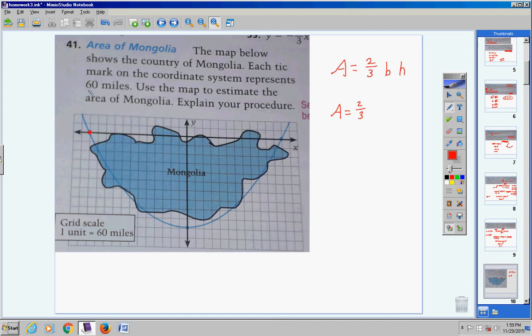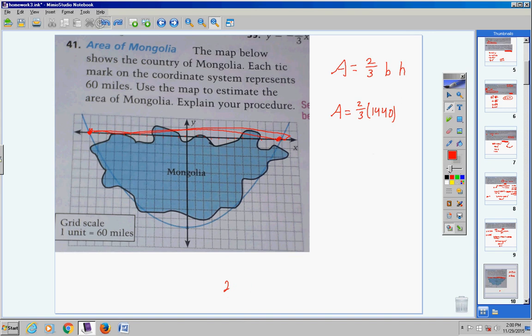And every tick mark is 60 miles. So 1, 2, 3, 4, 5, 6, 7, 8, 9, 10, 11, 12. And 1, 2, 3, 4, 5, 6, 7, 8, 9, 10, 11, 12. So all the way across I have a length of 24, but each tick mark is worth 60. So 24 times 60 is going to be 1,440. So my base will be 1,440. Let me go over that again. From here all the way to here is 24 tick marks. Each tick mark is 60. So 24 times 60 would give me 1,440.